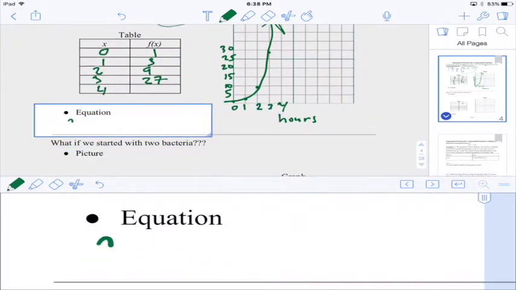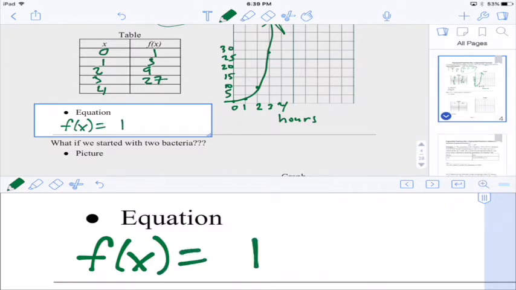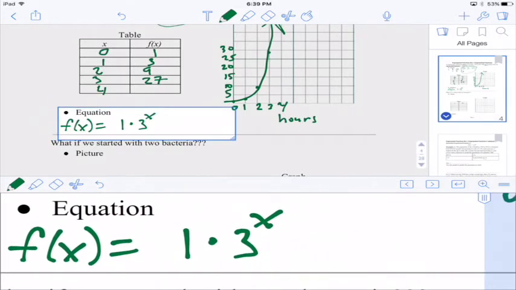Now we need some sort of equation. So we could say our f of x, we started with that 1 bacteria, and we multiplied it by 3 because it tripled. But it tripled each hour, so it tripled 3^x. Okay, if we had 1 for x, then that would be 1 times 3 one time. If we had 2 for x, that's 1 times 3 times 3, right?